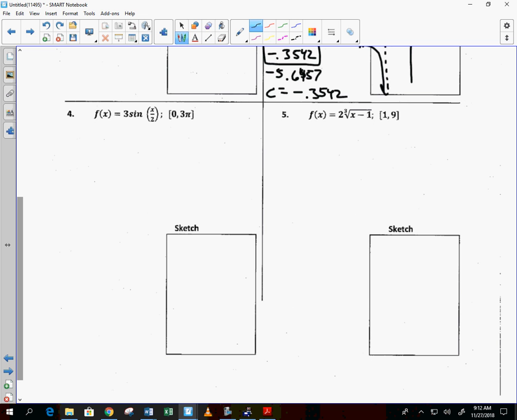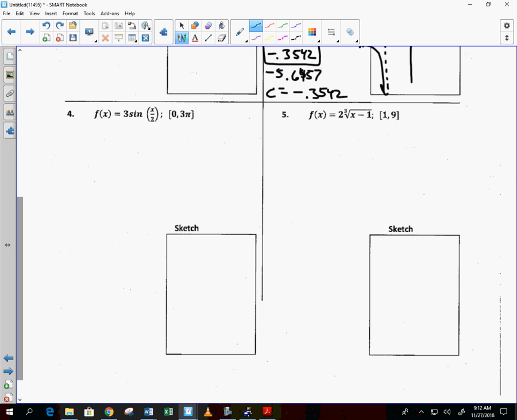Uh-oh, what about this? You hate sine, don't you? You just give up and run away. I like the way you think. Okay? Do we know what the graph looks like? It'd be kind of nice to sketch the graph, couldn't it? Let's think about this graph, 3 sine of x over 2.